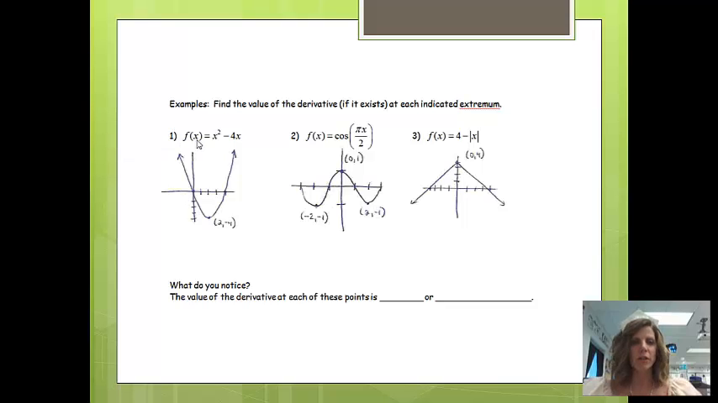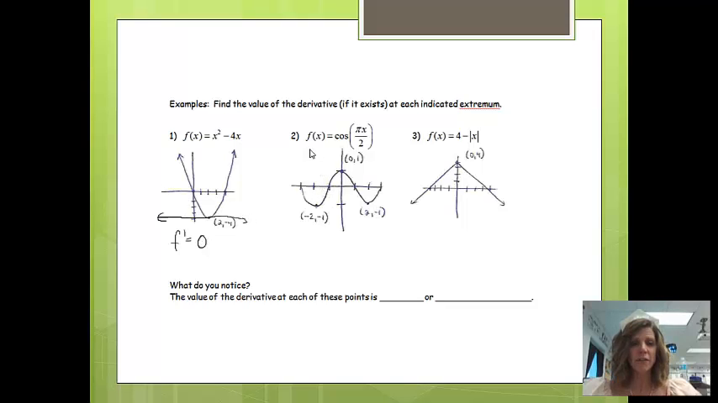So if you look at example 1, I have x squared minus 4x. There's a picture drawn for you. So if I'm looking at the indicated extremum, which is the point (2, -4), it asks me to find the value of the derivative there, and we can remember from chapter 2 that the value of the derivative is just the slope of the tangent line, and if I draw the tangent line, I notice that the derivative at that point will equal 0.